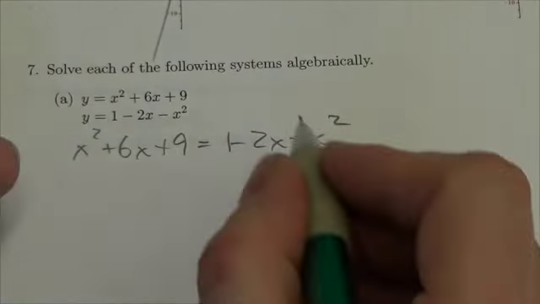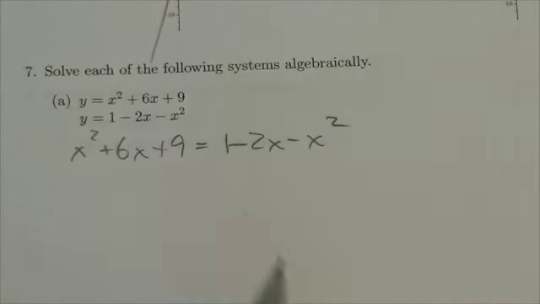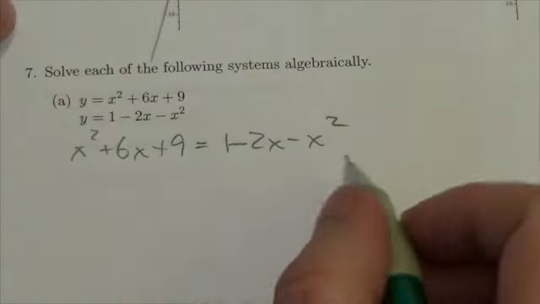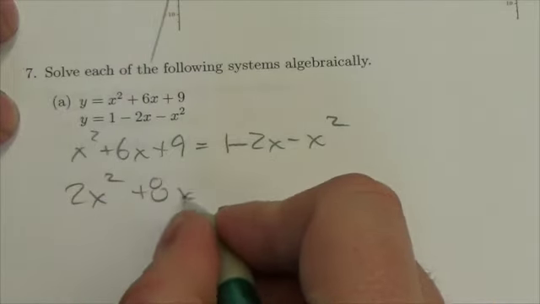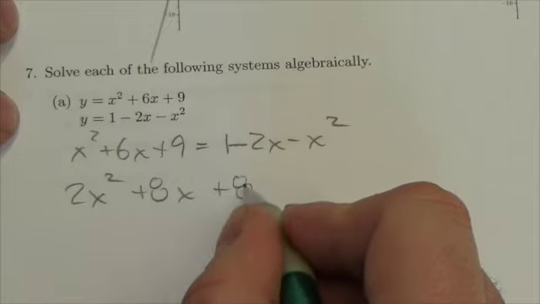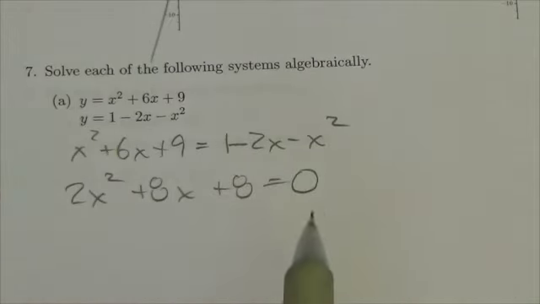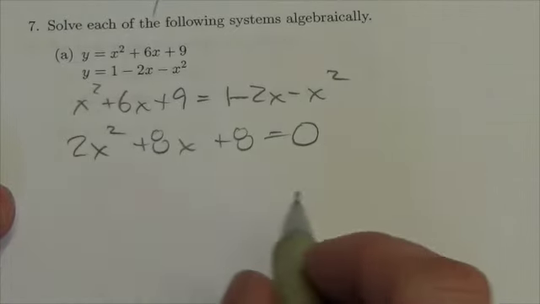Okay, and this is nothing new. We've solved these sorts of things before. This is just a quadratic. So we'll bring everything over to one side. That'll get me 2x squared plus 8x plus 8 equal to 0. When we bring those terms over, remembering to be careful with the signs so that we do that correctly.